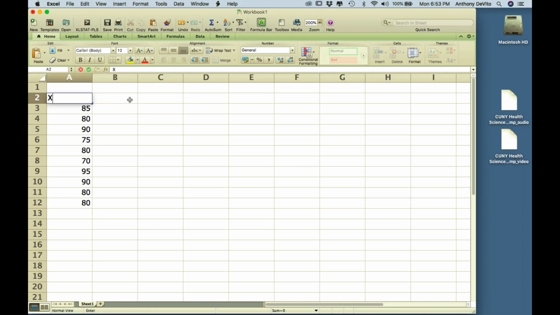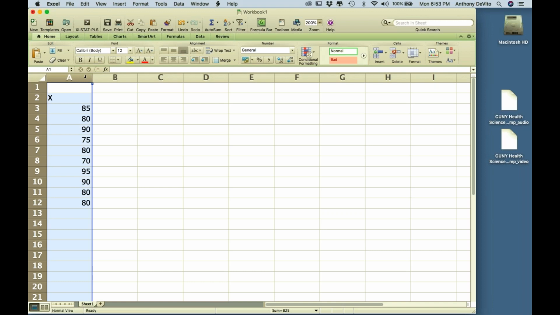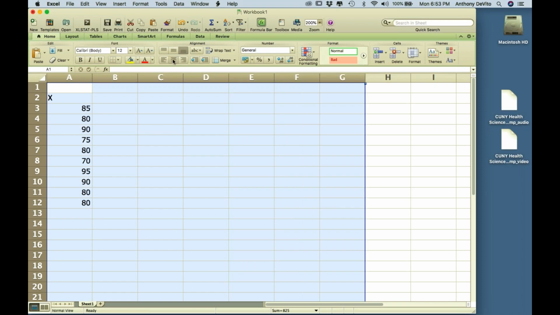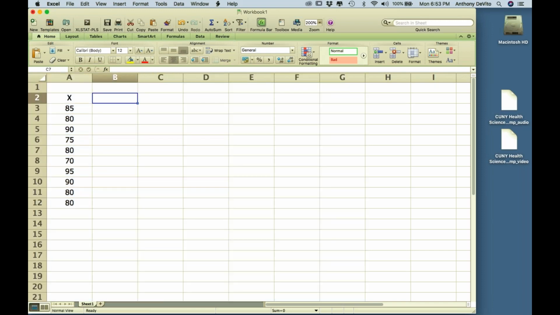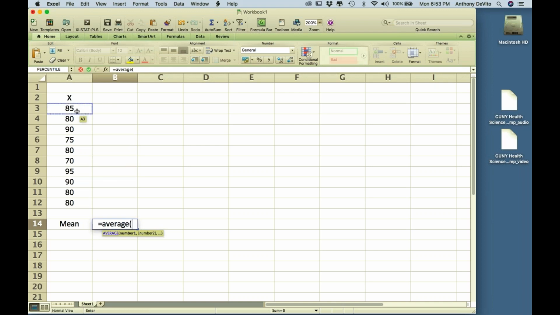Okay, so these are all the values. These are my X's here, right? I just copied them from somewhere else. I'm going to center these so it's a little more convenient. These are all my values here, my 10 values. Now I'm going to calculate my average. I'm going to call it the mean. My mean is equal to average, parentheses, and I'm going to find the mean of all these values here.